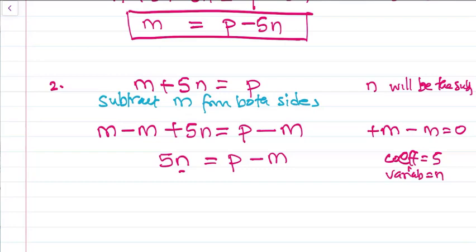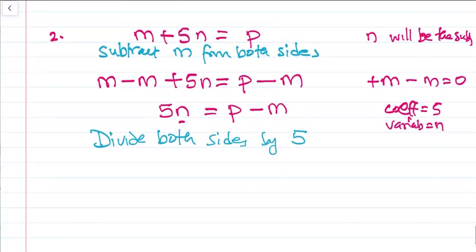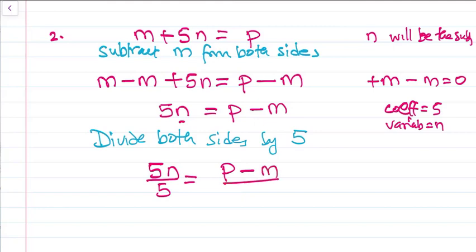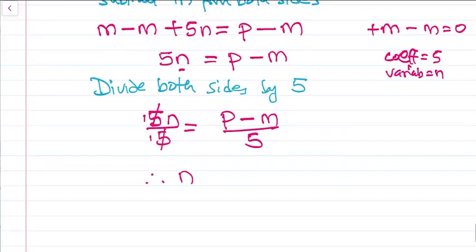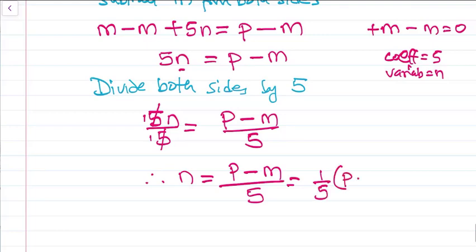So what do we do? We want to isolate the coefficient standing by the side of that variable. So we are going to say divide both sides. So that is what we are going to do. So I will say 5n over 5 is equal to p minus m over 5. This way 5 will divide 5 and that will be 1. And we are left with n. So our formula for this equation will be p minus m over 5, or 1 over 5 into p minus m. And that will be the answer.